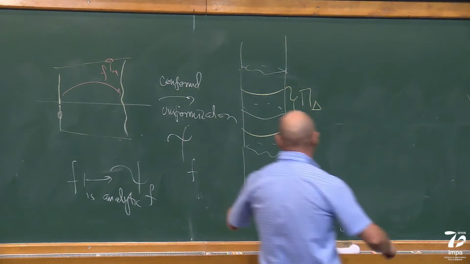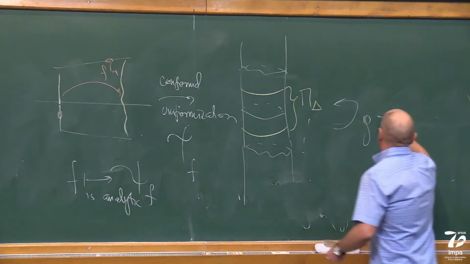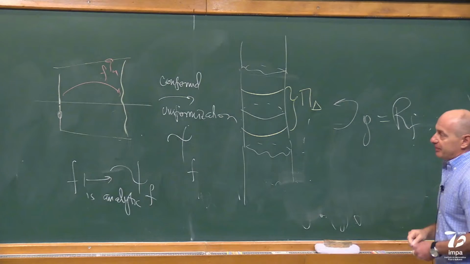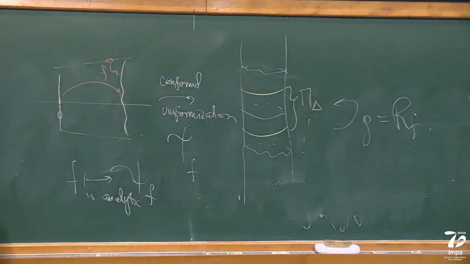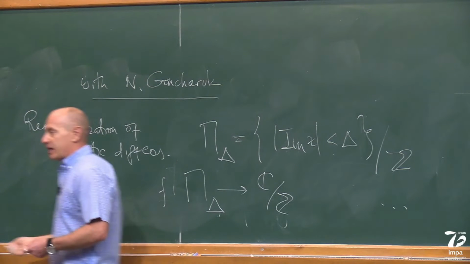Right, so the first return map here, which we call G, is a renormalization of F. Okay, so now we have an operator, an analytic operator from a Banach manifold to itself.